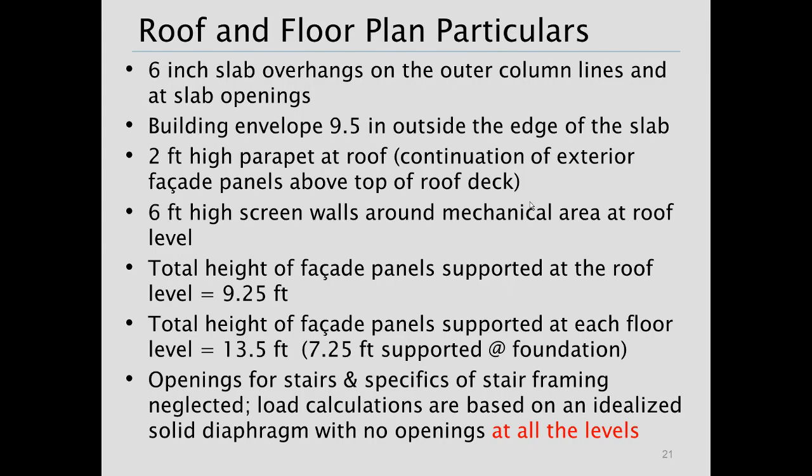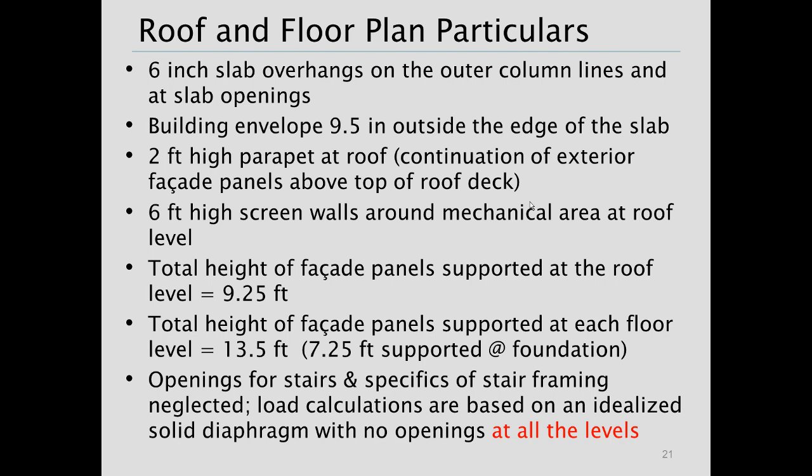And then other particulars about this simple example, nice rectangular building. We're going to assume the slab overhangs are 6 inches outside the outer column lines and at slab openings. The building envelope itself is 9.5 inches outside the edge of the slab. The building has 2-foot-high parapets at the roof, parapets being a continuation of the exterior facade panels above the top of the roof deck.